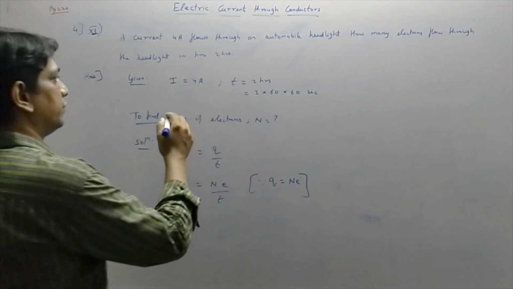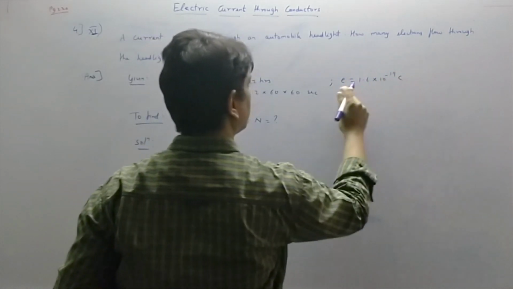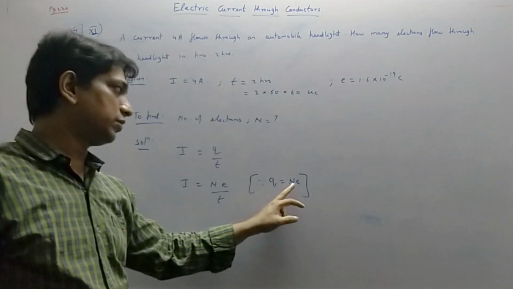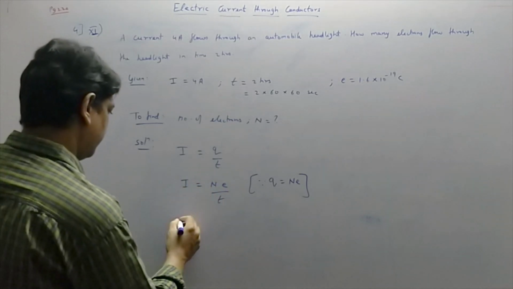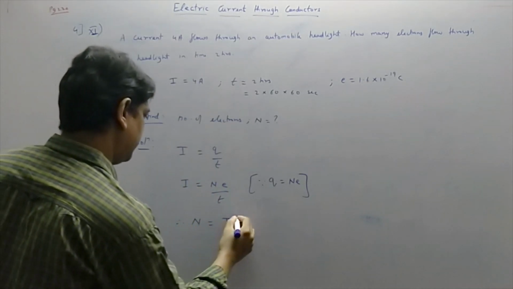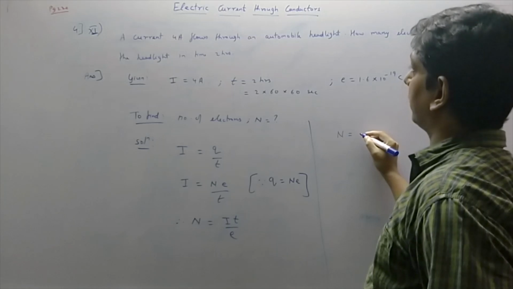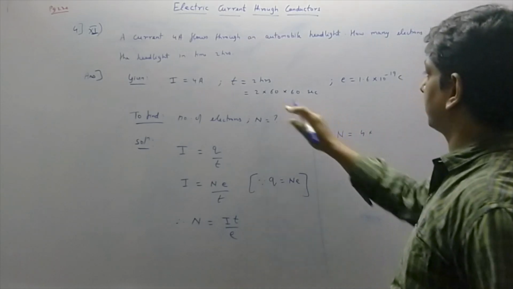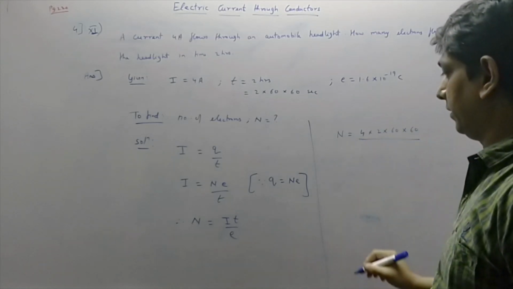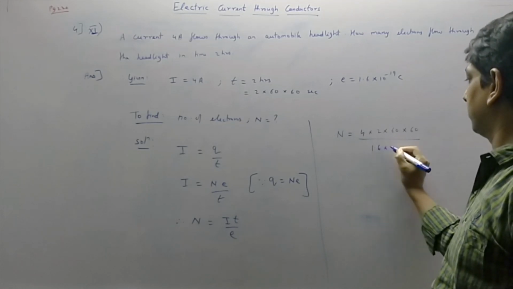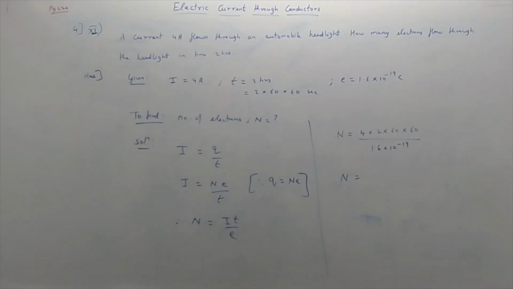We should know the value of e is 1.6 into 10 raised to minus 19 coulomb, charge of 1 electron. So total charge is N e. Here we are finding the number of electrons, therefore N is I t upon e. We have 4 ampere current and time is 2 hours, so 2 into 60 into 60, divided by charge of 1 electron, 1.6 into 10 raised to minus 19 coulomb.